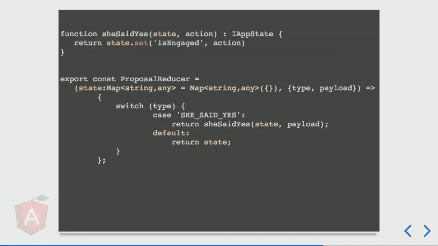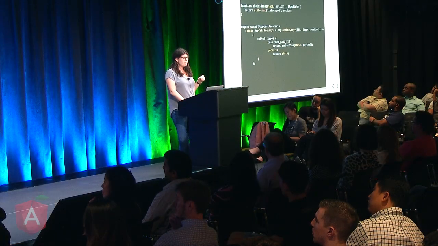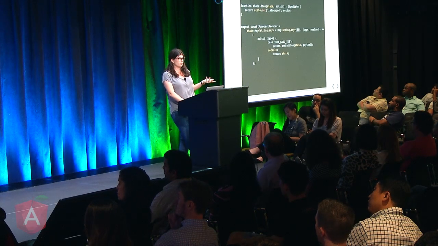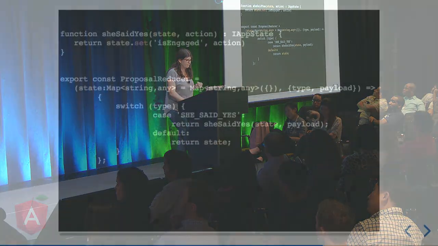Now I'm going to set up my reducers. Again, overly simplistic. In most cases, you would have multiple cases in your switch statement. But here, if an action comes into my reducer, you're going to check the type and say if the type matches this she said yes constant, string, whatever, we're going to call this method and set the isEngaged property on our state. If nothing changes, the default is always to return the previous state.